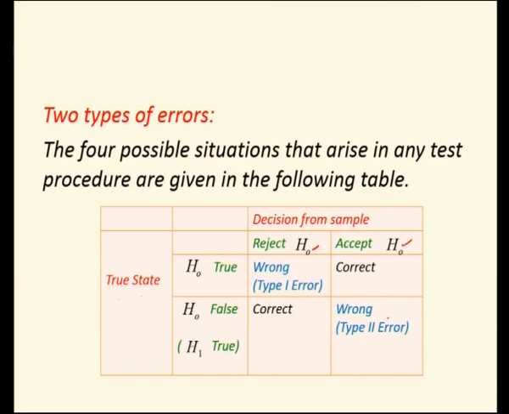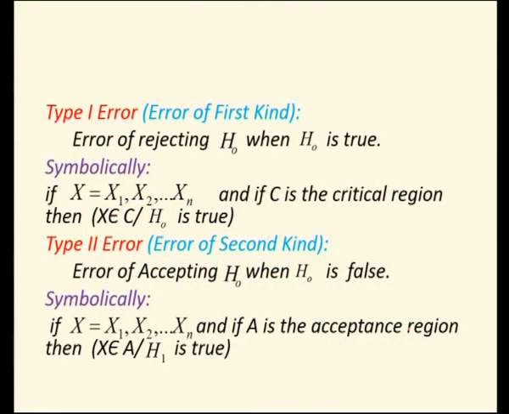Come over here, you accept the hypothesis when it is false, then again you are committing an error, which I classify as a type 2 error. So, in general, type 1 error is also called an error of first kind. It is nothing but the error of rejecting H naught when H naught is true.